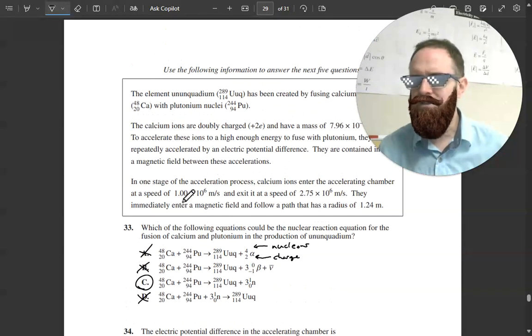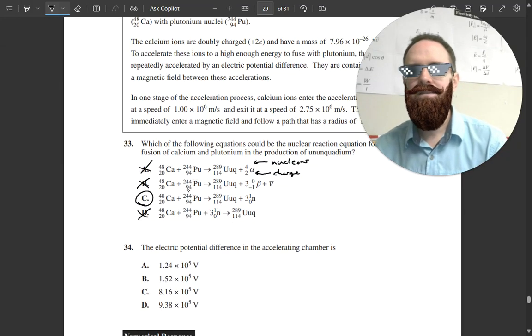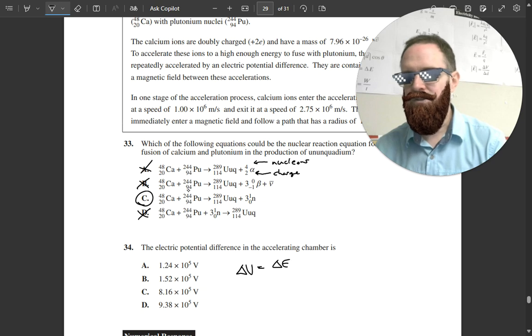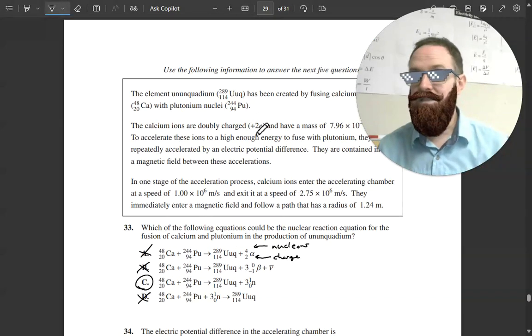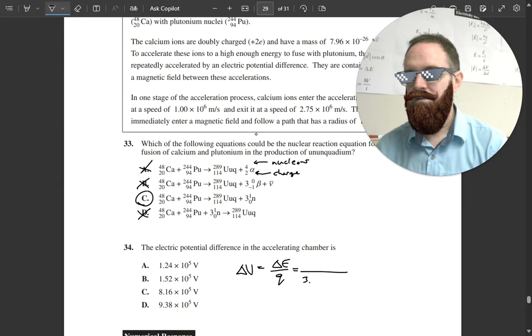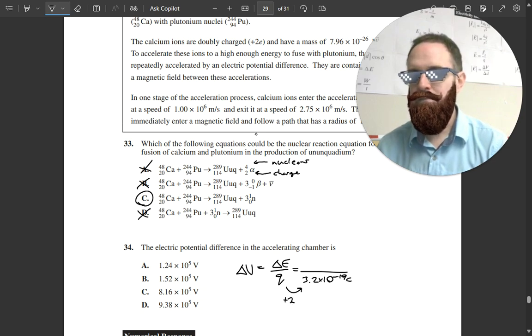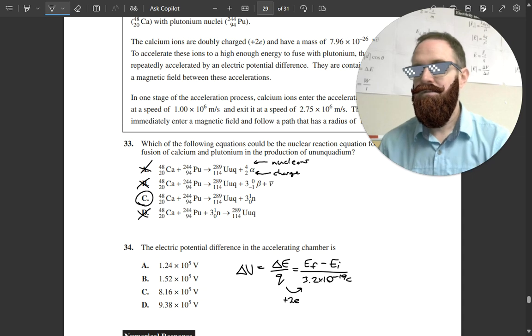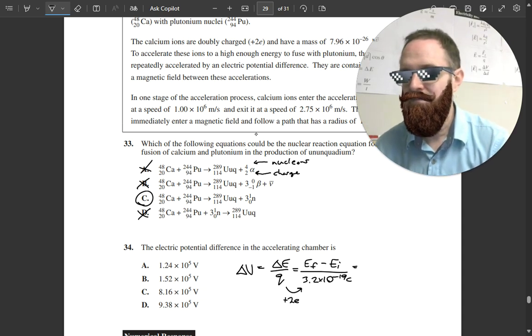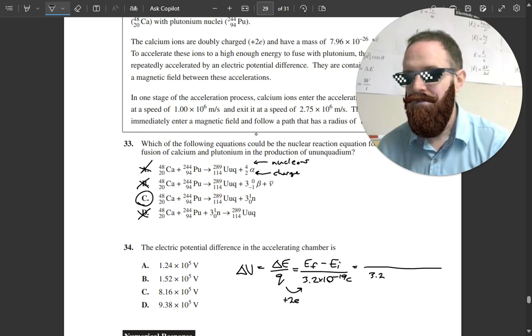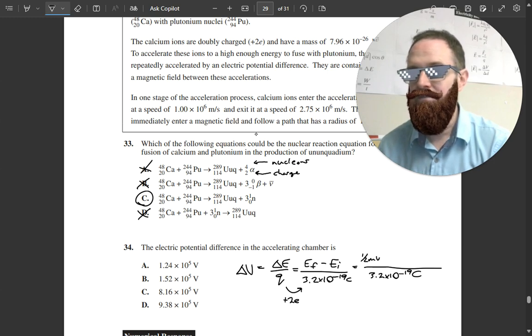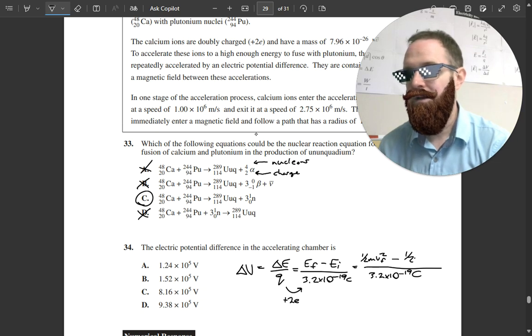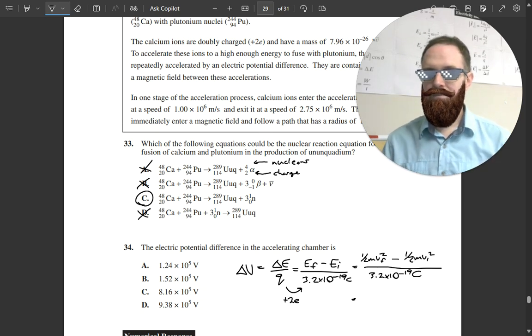Electric potential difference in the accelerating chamber. To find that, I'm going to figure out the change of energy divided by the charge. They say this is doubly charged, so the charge is 3.2 times 10 to the negative 19, because it's 2 e's. My change of energy is my final minus my initial of whatever form of energy I'm talking about. In this case, it's kinetic energy. I have to do the kinetic energy calculation twice. There is a shortcut, but I never remember it correctly, so I might as well just calculate the two things: 1/2 mv squared final minus 1/2 mv squared initial. And then we get my answer.